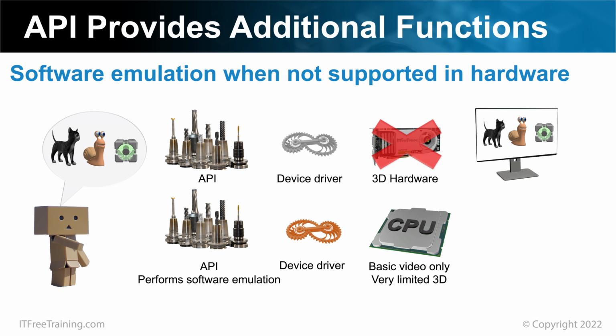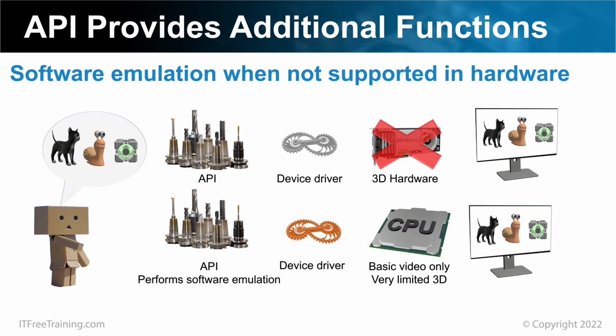To get around this, the API provides software emulation for the missing 3D video functions. This emulation means that basic video in the CPU is able to display 3D models on the monitor. This, of course, will be slower than if done via hardware. However, the user is able to still use their software until a replacement video card arrives.